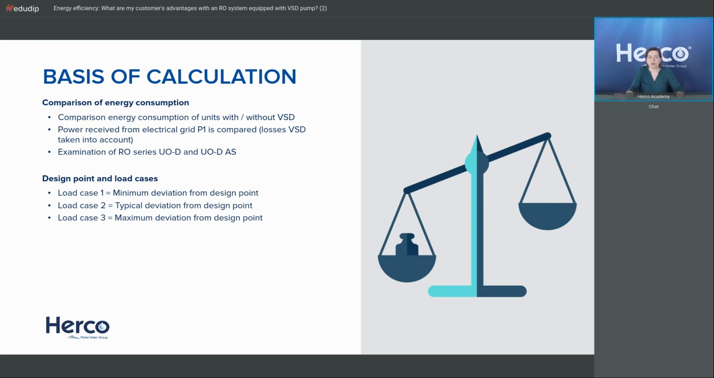And now something very important: load cases. It's very hard to have all the data from the client and to know exactly how the unit is going to run in the field, under which conditions, to know what energy saving you can achieve. You would need a lot of data points for that, and it's usually not possible. So we have thought about a solution, and that's that we define load cases. We have load case 1, 2, and 3. That's a minimum, typical, and maximum deviation from the design point. The more you deviate from the design point, the higher your potential saving with a variable speed drive.